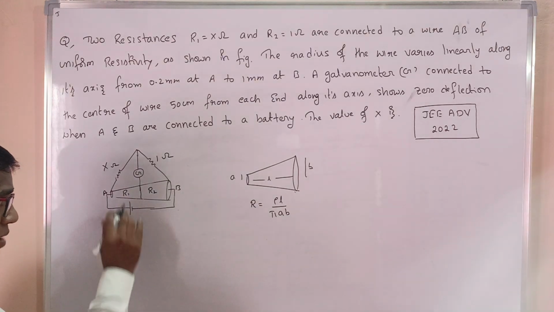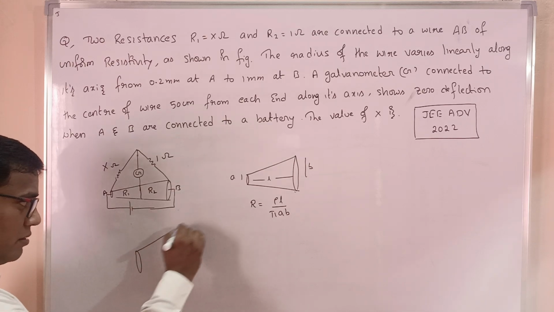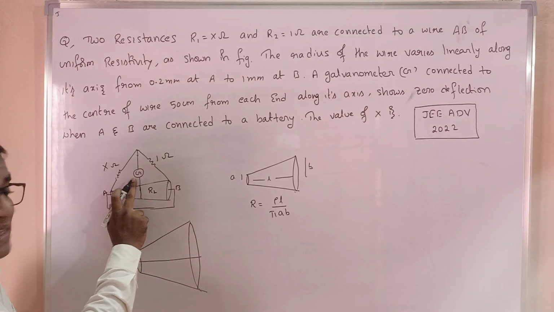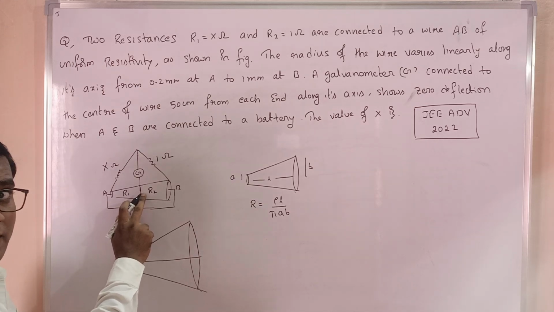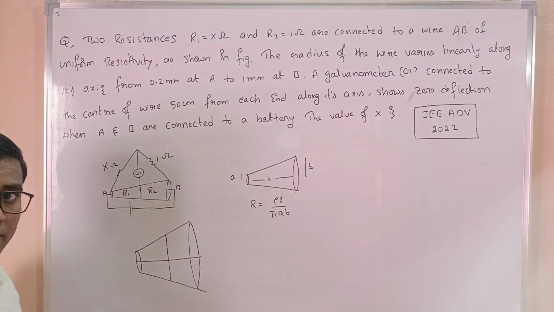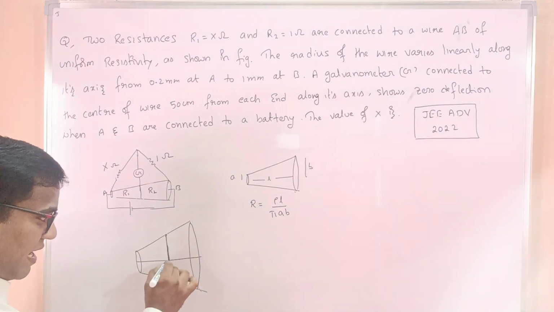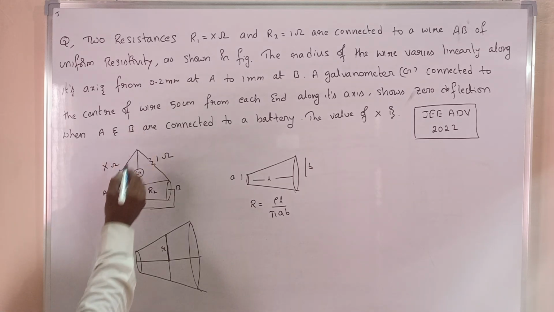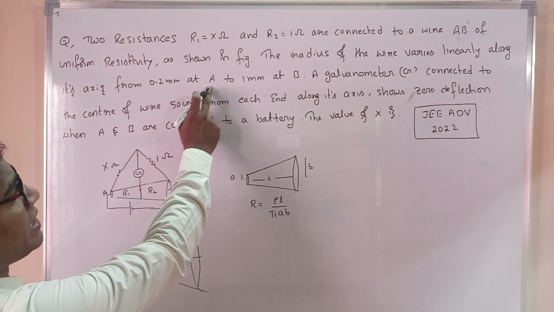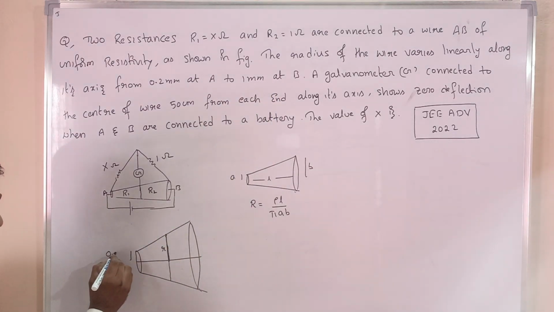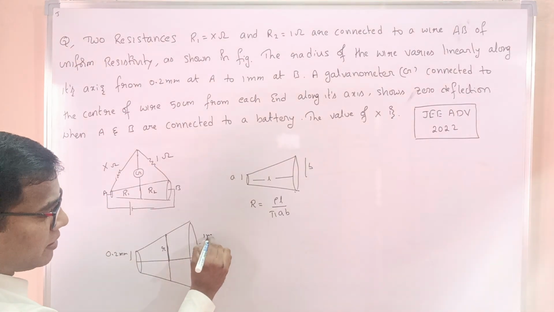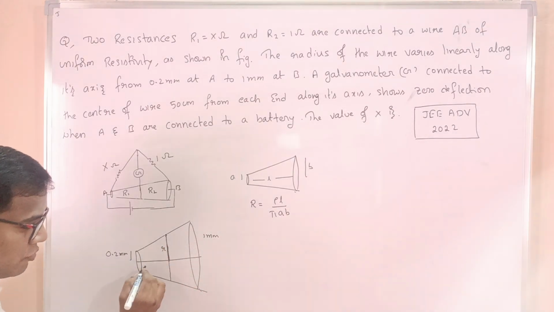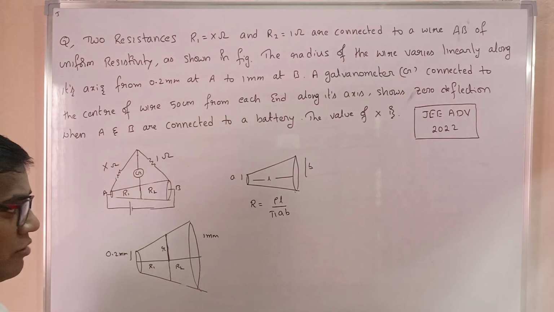Just try to understand. I am elongating this rod, and the galvanometer is exactly balanced at the center point, so I divide it there. The radius at the center is R. The radius is 0.2 millimeter at A and 1 millimeter at B. Now I apply the same formula to this conductor and to that conductor, giving R1 and R2.